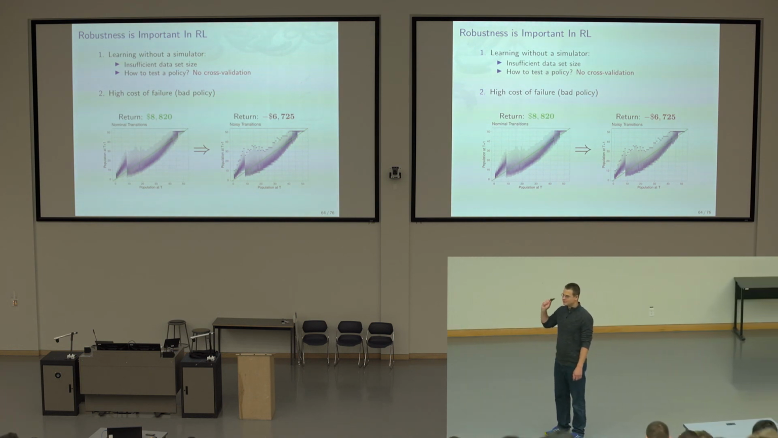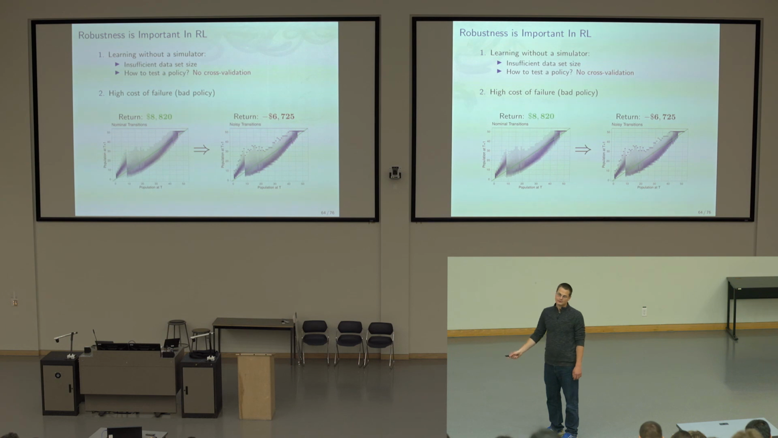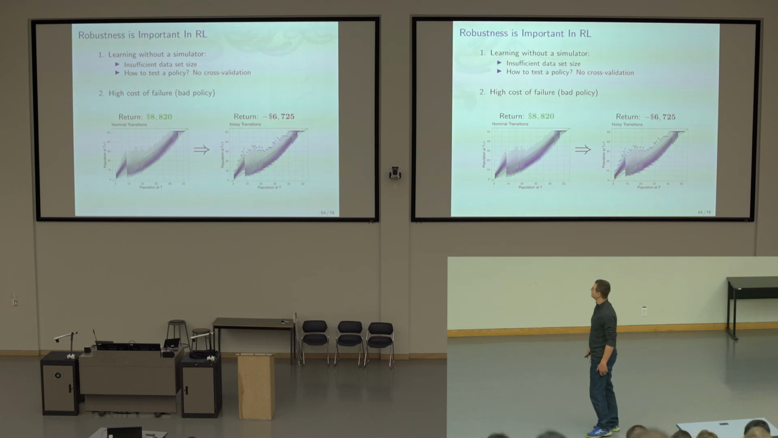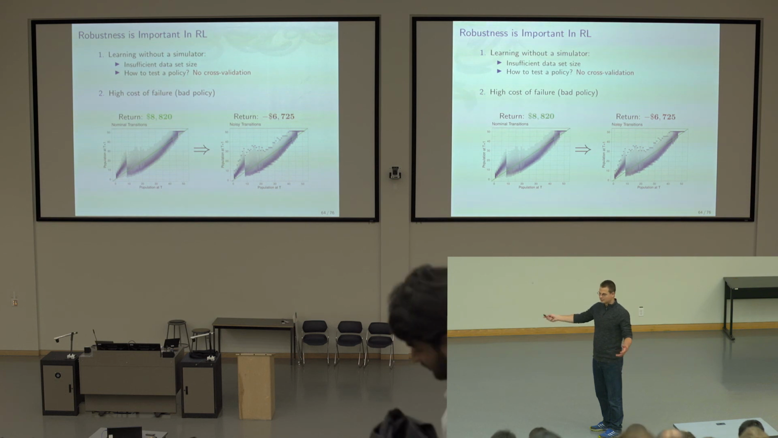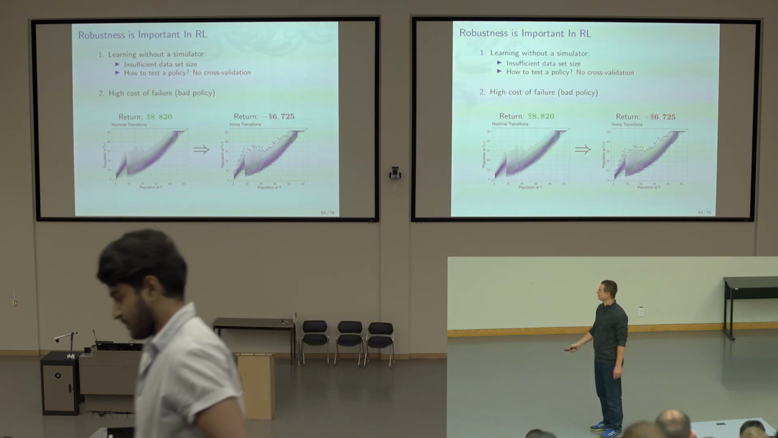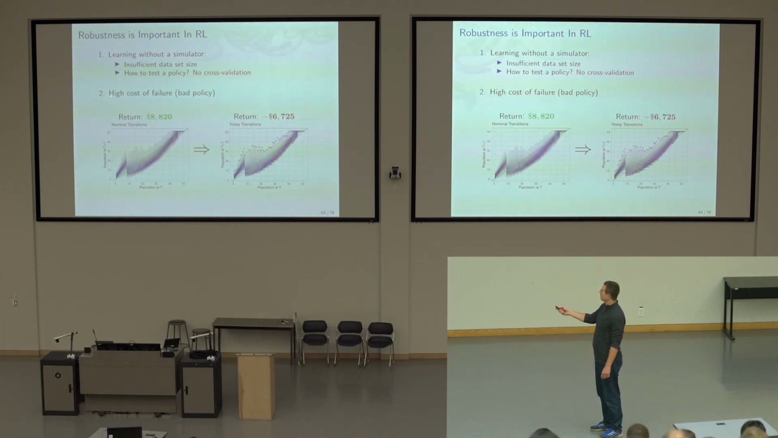So message number 1, robustness matters in RL. I feel like we don't spend enough time talking about it. We don't spend enough time trying to make this better. If I were to say why, it's because if you don't have a simulator, you can't do cross-validation. You don't have a test set. How do you know whether you're getting a good solution? This is especially important if the cost of failure is high.